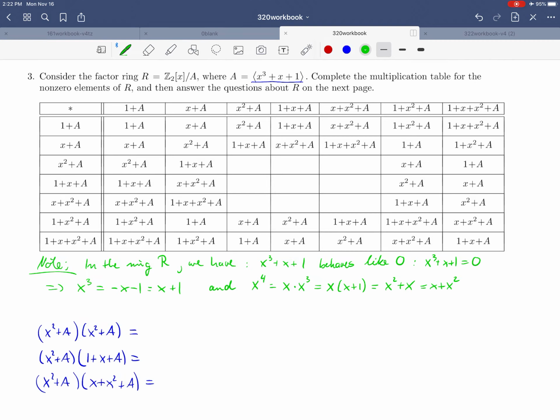Let's use these observations to fill in some of the missing entries in our Cayley table, in our multiplication table right here. So let's see, we have x squared plus a times x squared plus a. That gives us an x to the 4th plus a, but we just said x to the 4th is the same as x plus x squared. So this gives us an x plus x squared plus a. So we can fill that in here in this first entry.